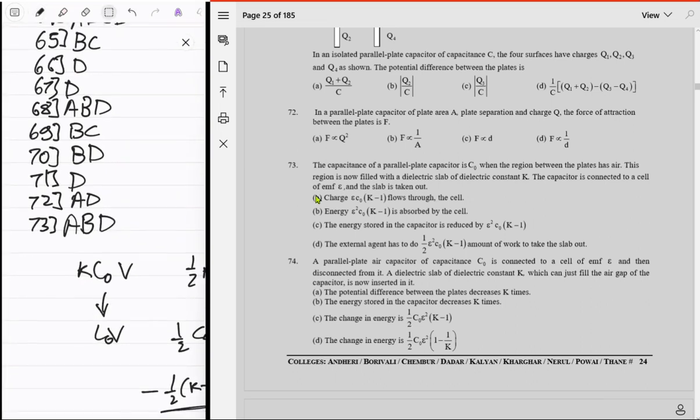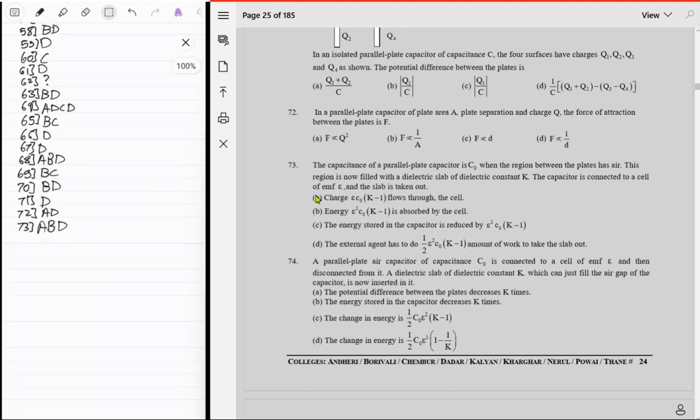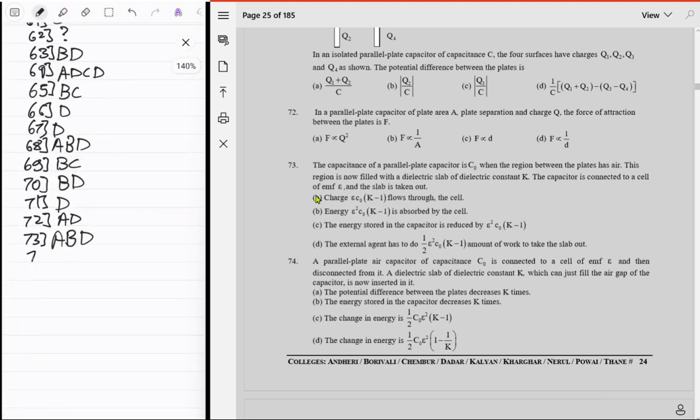Next question, 74. You know what? Using this, you should even be able to figure out the force required to pull that. Whatever it is, just move on.